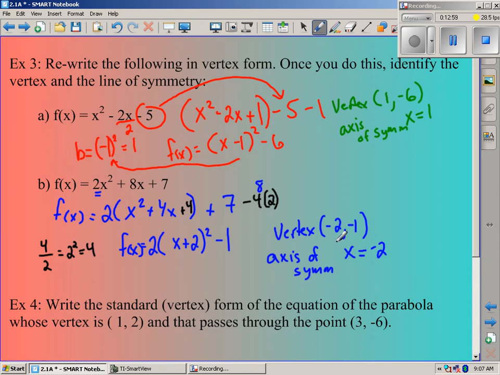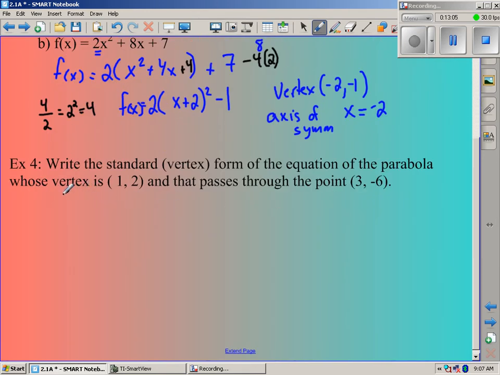So finally, then we get this last example here where we want to write it in standard form. So we want to write our equation as f of x equals a times x minus h squared plus k. That's standard vertex form of a parabola. We're given the vertex of 1, 2, and we're given a point 3, -6. So what we end up doing with this is we do a lot of substitution.